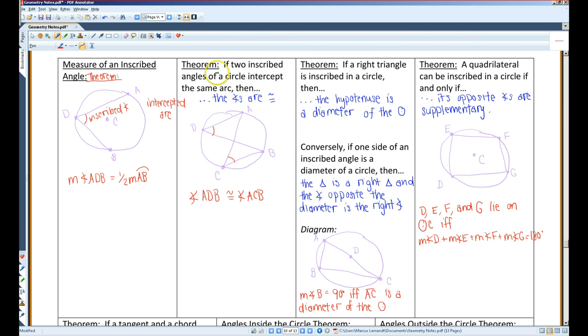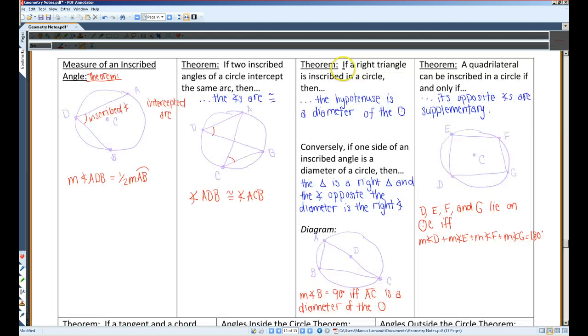If two inscribed angles on a circle intercept the same arc, then the angles are congruent, which makes sense. So if this arc was, just pick a number, let's say 80 degrees, then this angle, because it's an inscribed angle, has to be 40 degrees, because it has to be half the arc. If this angle opens up to the same arc, then this one also has to be half the arc. So it also has to be 40 degrees. So if they open up to the same arc, the angles have to be congruent.